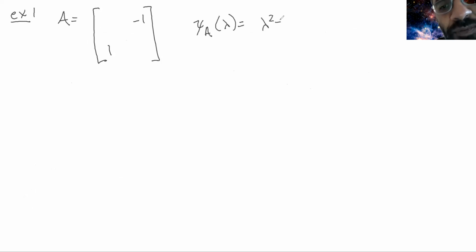What is this matrix? It corresponds to a rotation by 90 degrees. And the characteristic polynomial we observed was lambda squared plus 1, which has no real roots. So this one doesn't have enough eigenvalues.